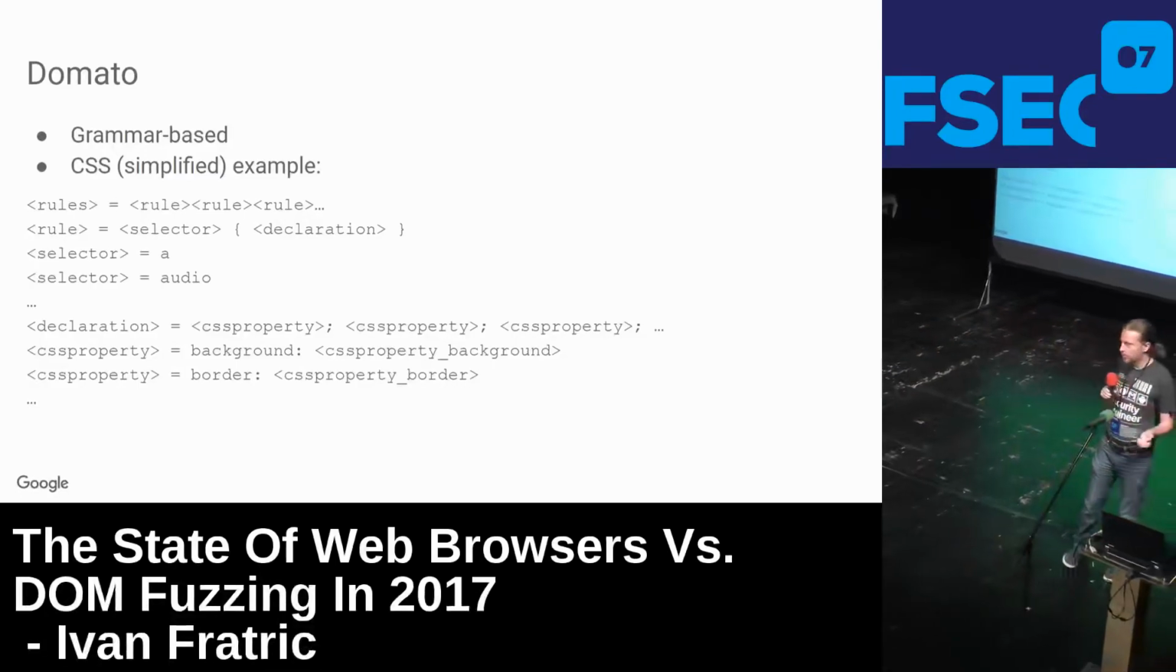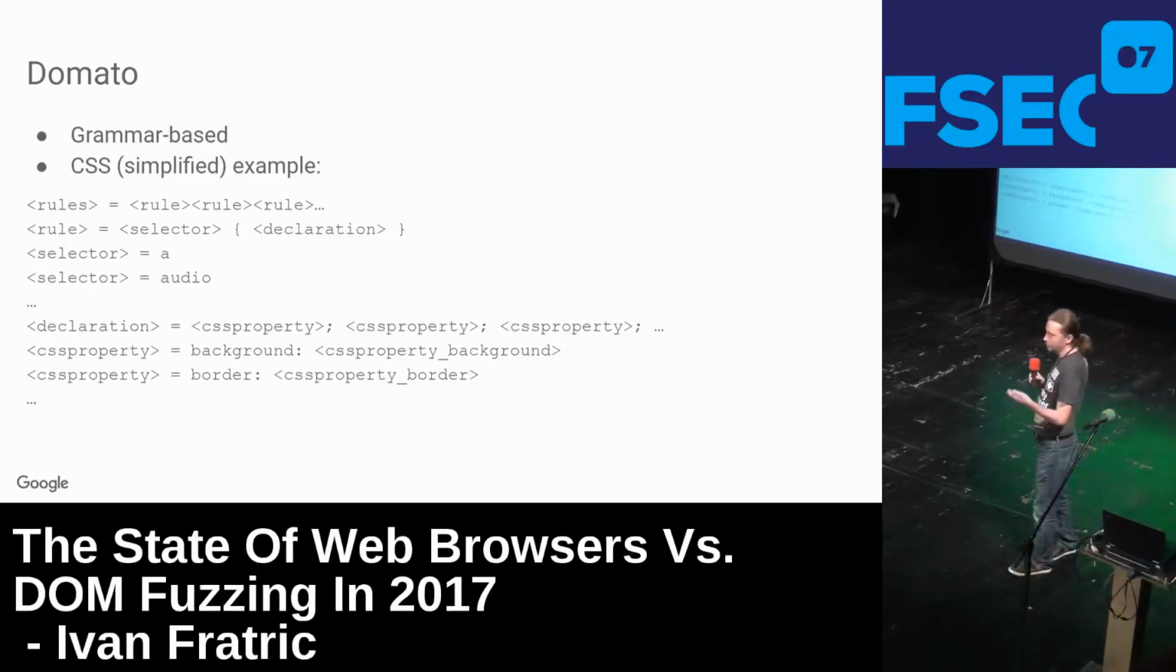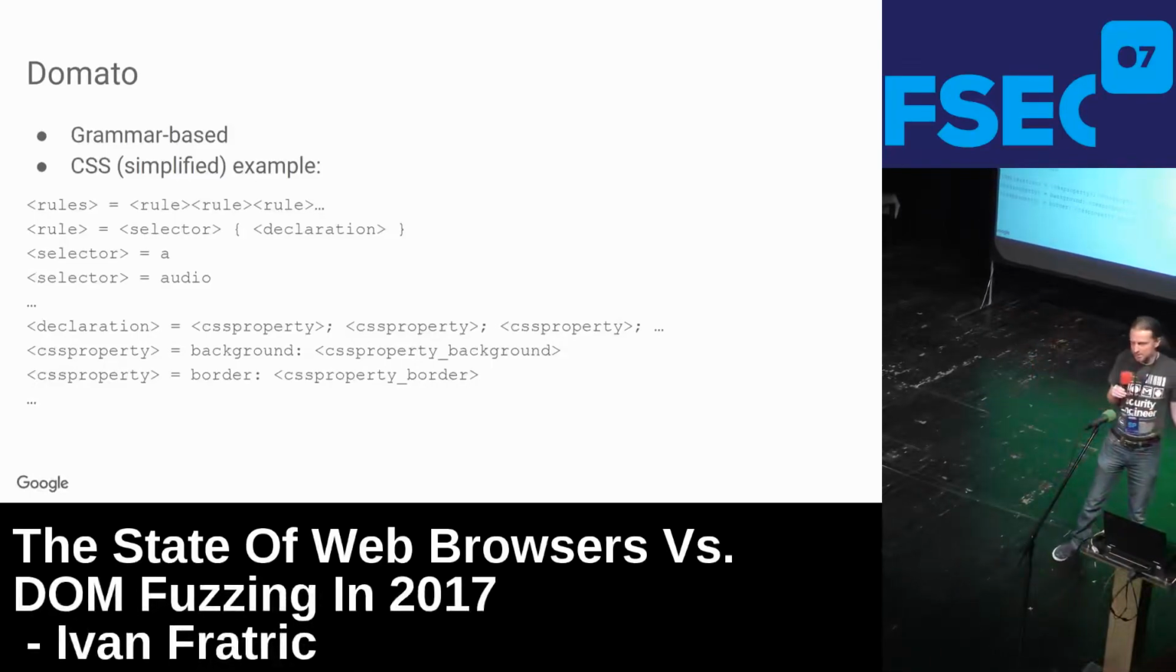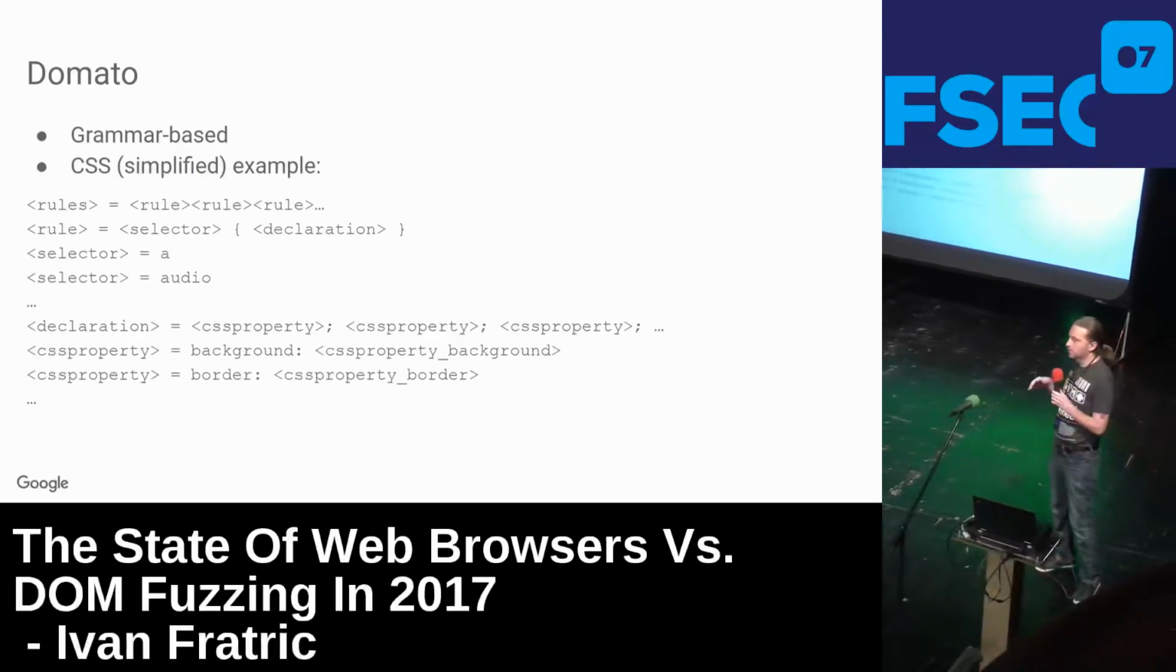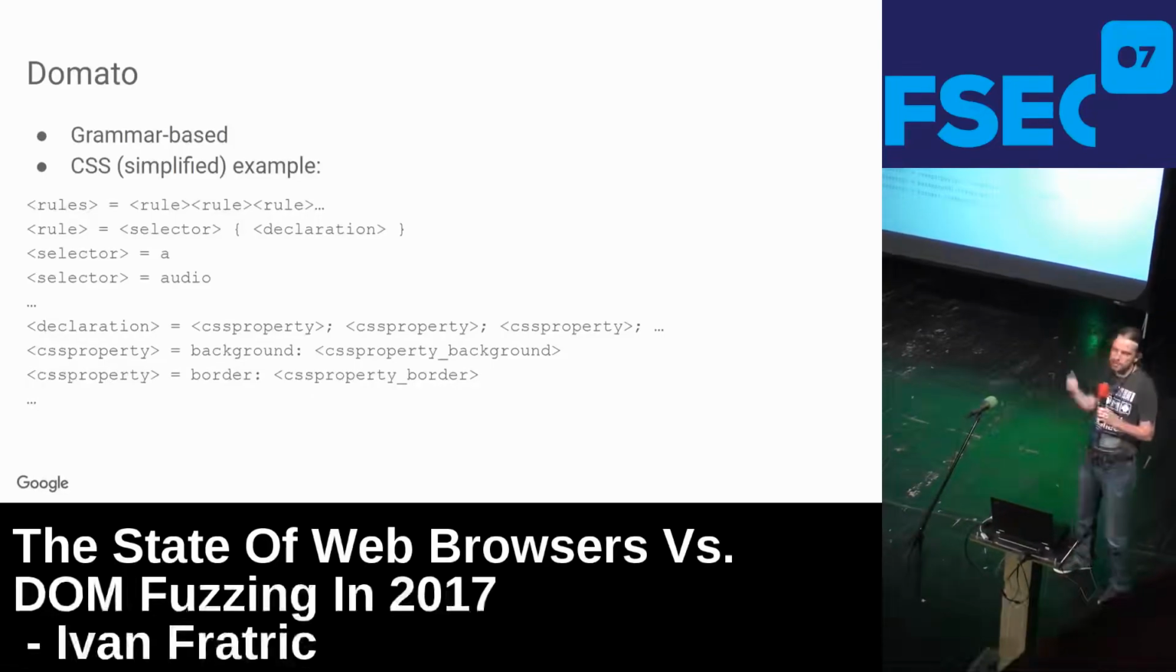And so if you're familiar with CSS, this should be fairly readable. CSS code basically consists of a set of rules. And each rule contains a selector part followed by a declaration part enclosed in curly brackets. And then the selector part can refer to various HTML elements such as an anchor element or an audio element. And the declaration part consists of a list of properties. And these properties can be, for example, background property or border property. And each of them have their values.